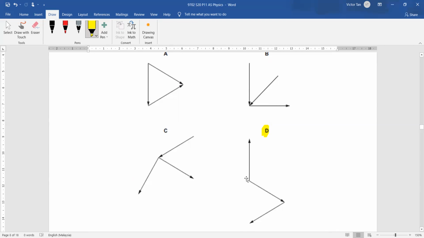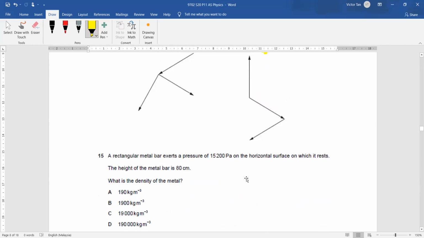B is out. C is a bit out. So D is the most accurate.